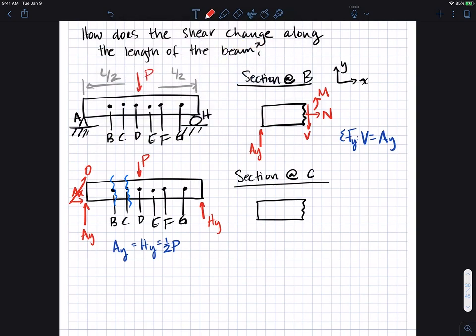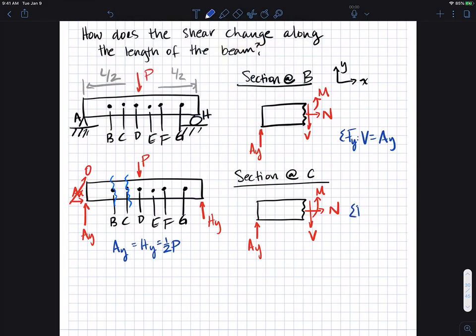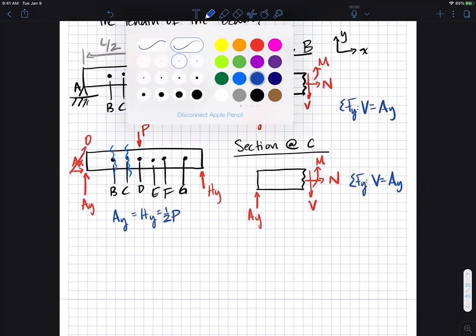And hopefully what you can see is that you actually end up having the exact same free body diagram, right? It's a little longer, but in terms of the actual forces or loads that are happening, once again, if we do sum of forces in the Y direction, shear is still just equal to AY, which means that the shear between B and C are exactly the same. So shear is not changing.